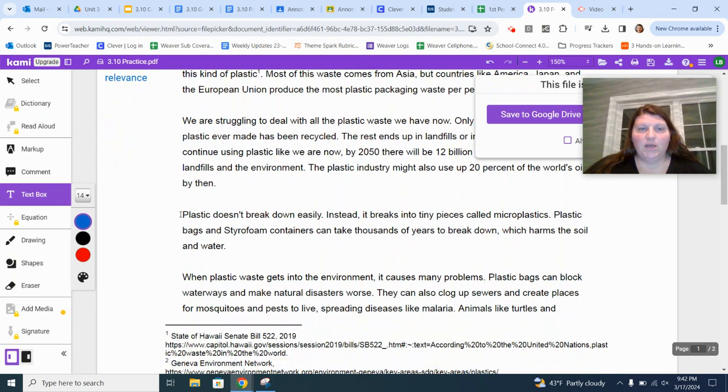We also see logic and emotion playing together in this paragraph. Plastic doesn't break down easily. Instead, it breaks into tiny pieces called microplastics. Plastic bags and styrofoam containers can take thousands of years to break down, which harms the soil and water. So we have facts here about microplastics and styrofoam, and then it should also be worrying that it takes thousands of years to break down and how that harms soil and water.